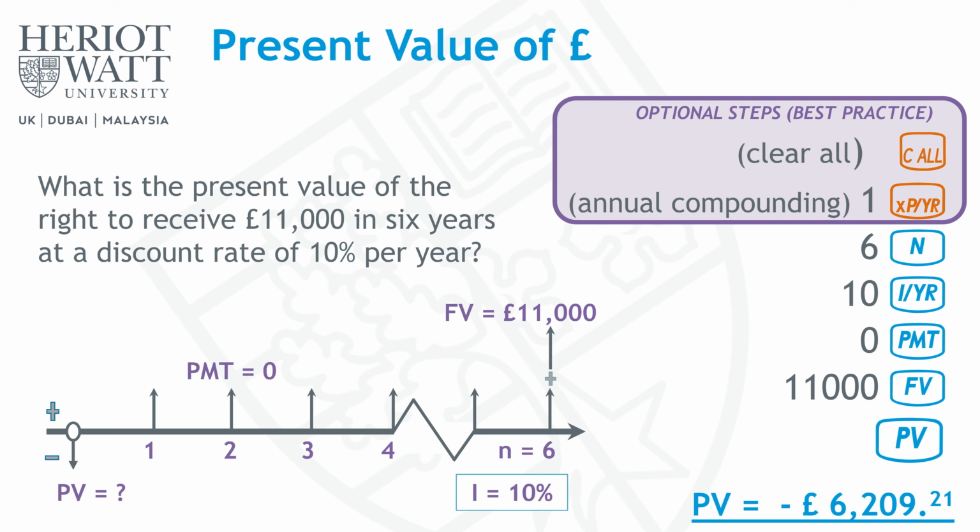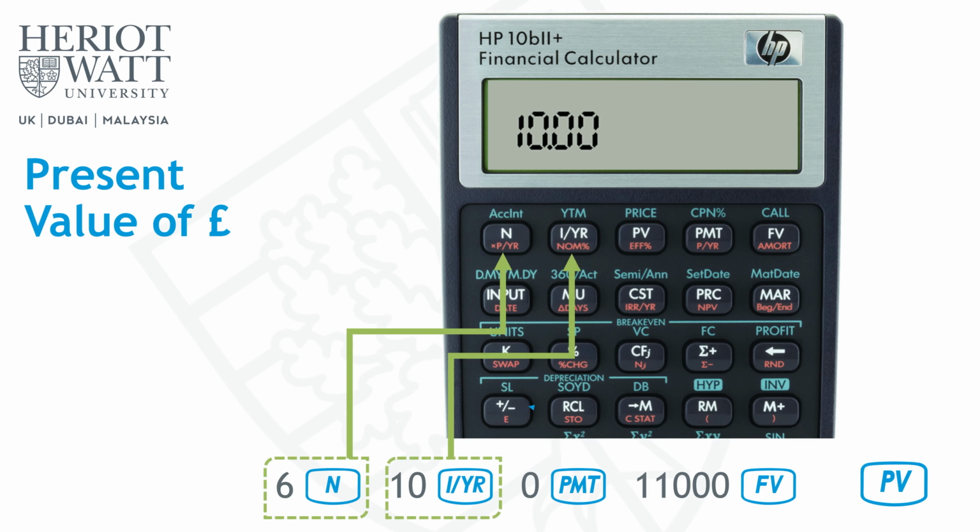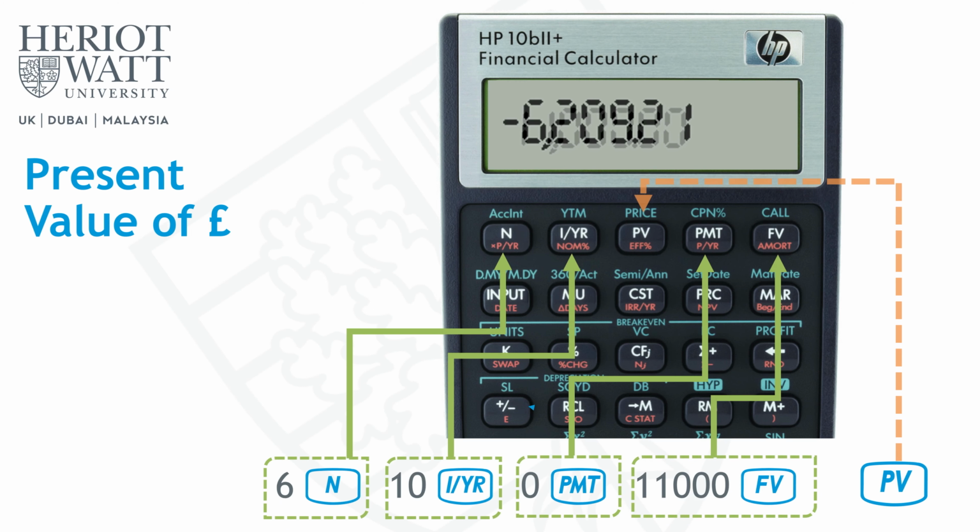In this case, you're going to see you come up with a negative 6209 and 21 pence. And that's because the present value is how much you would have to give out. So again, mathematically, it says it's negative 6209. But if someone says, how much would you have to give? You would still say 6209.21. You wouldn't say negative. So you have to think about what you're saying versus the mathematical side. Keystrokes again, 6N, 10I, 0 payments, and solve.